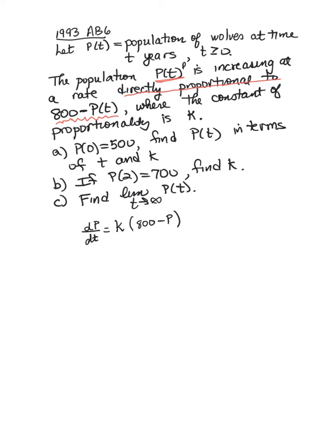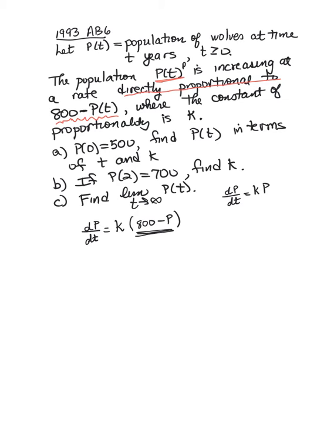Now, this does not fit the form that we did before. Our form would have been dP/dt equals kP. But because there's an 800 minus P, we cannot generalize the solution to the differential equation, so we have to use separation of variables to solve it, whatever they ask for.